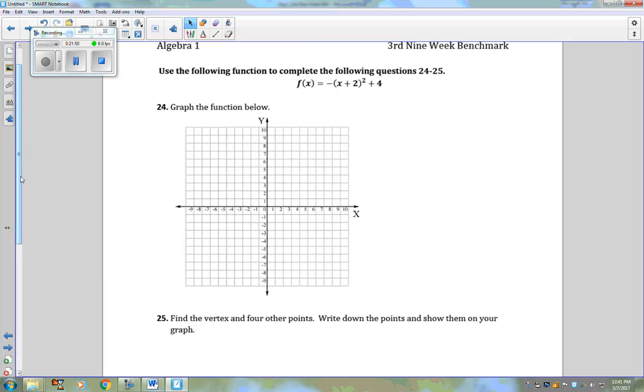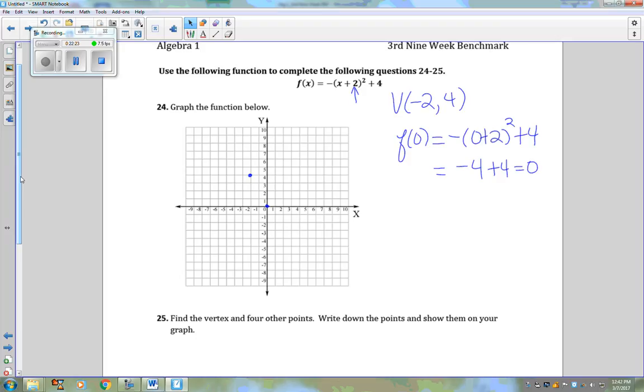This one asked me to graph this function. It's in vertex form, so that makes it easy. Your vertex is negative 2, 4. Remember, you always take the opposite of h and k. So negative 2, positive 4. And now I need to find one point on one side of that. I'm going to find the point that matches 0, because 0 is easy to work with. And I have negative 0 plus 2 squared plus 4. So 2 squared is 4. Negative 4 plus 4 is 0. So that's the point 0, 0.